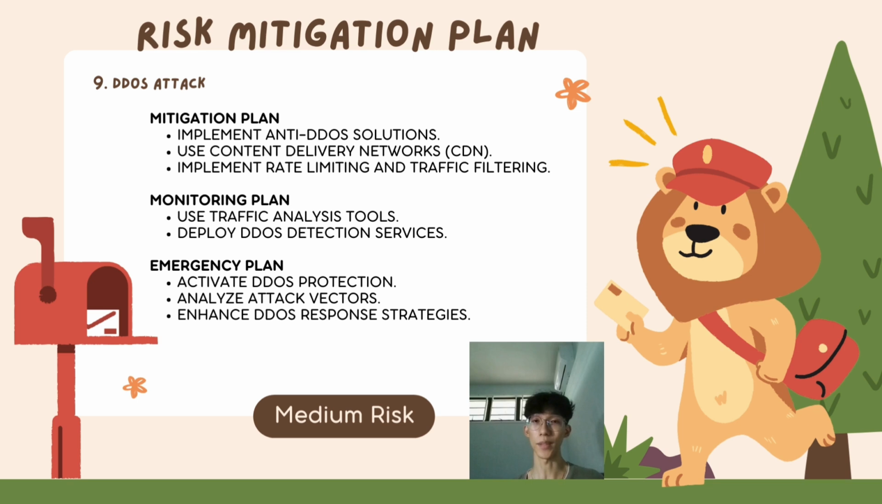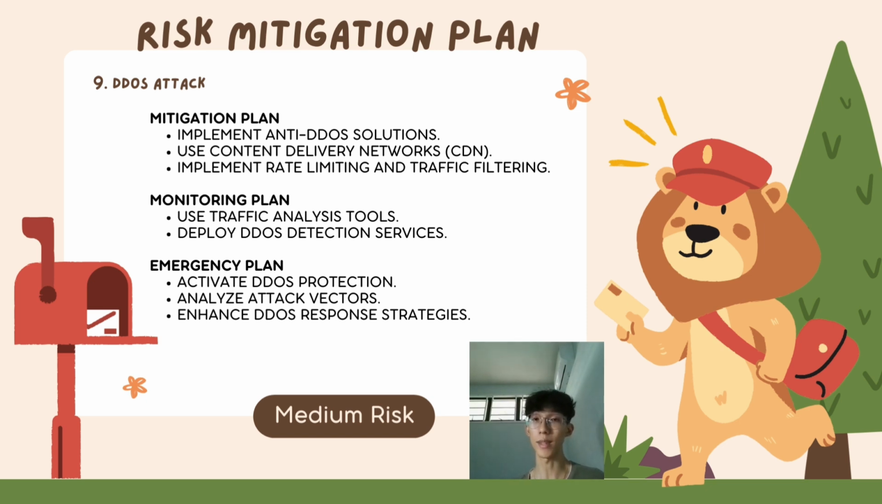And also they should use a content delivery network, CDN, to distribute the web content efficiently, speeding up page loading times and also reducing the impact of traffic spikes during the peak hours. Additionally, the company should also implement rate limiting to control the amount of traffic from individual sources and apply traffic filtering to block malicious IP addresses with unusual patterns.